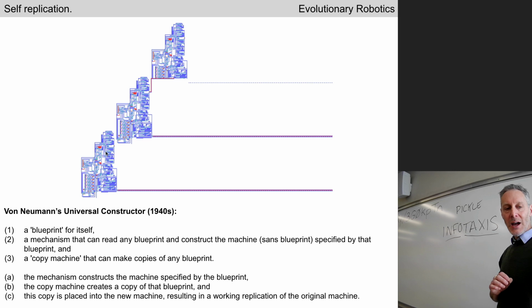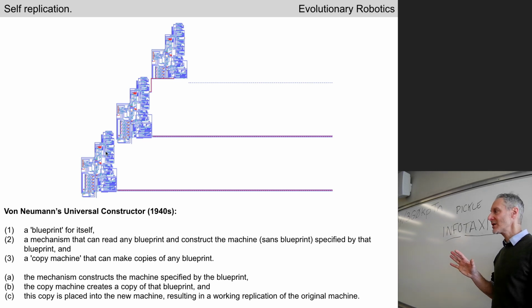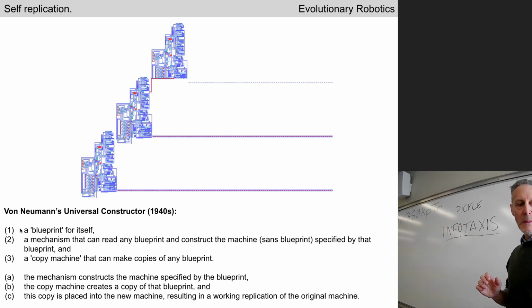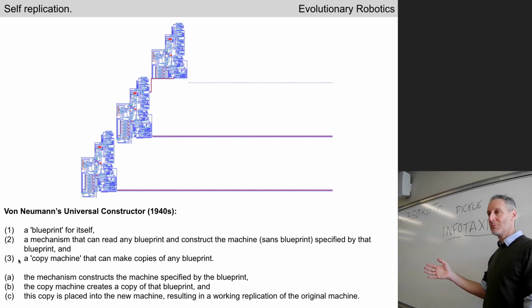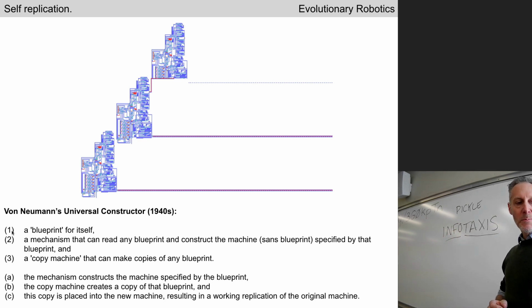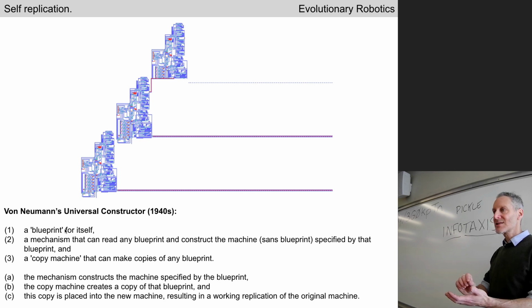So at the time, this was a mathematical construct. Von Neumann wrote down the mathematics for a machine that would do this. What does that machine do? That machine has three necessary components. As long as any machine, any organism, or any actual machine has these three things, and these three things work, that machine can produce a copy of itself. The first part is a blueprint for itself. I put blueprint in quotation marks. This is a data structure. This is something that's written to disk. It's some sort of static representation of the machine itself.